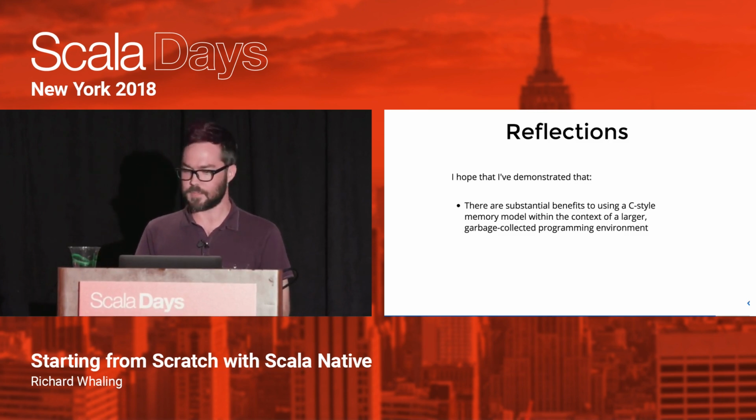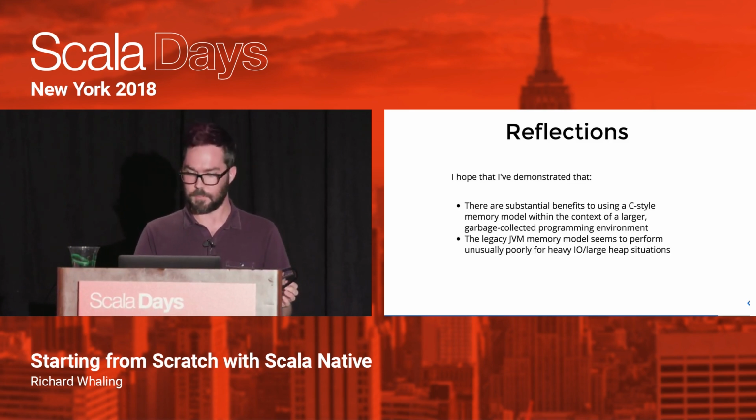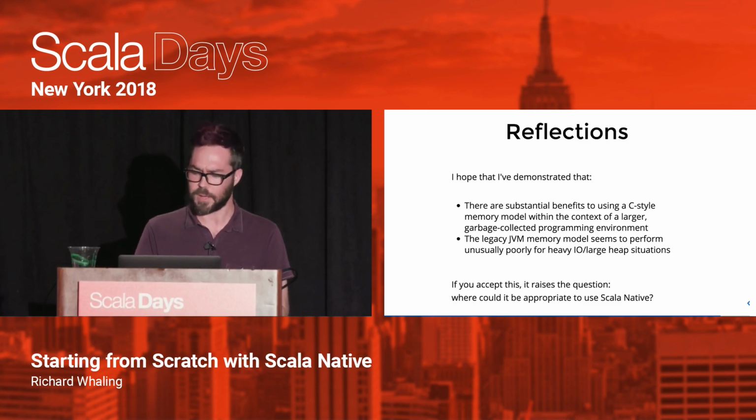But I think there's a pretty clear argument I'm making here that there are benefits to using a C-style memory model within the context of a larger garbage collected programming environment. I'm not saying we should only write code like this, but there are clearly cases where it makes a significant difference and not an incremental one. And also the JVM's memory model doesn't seem like it works really well when you're doing a lot of I/O and you have a really big heap, which is, again, maybe obvious, but worth calling out, actually.